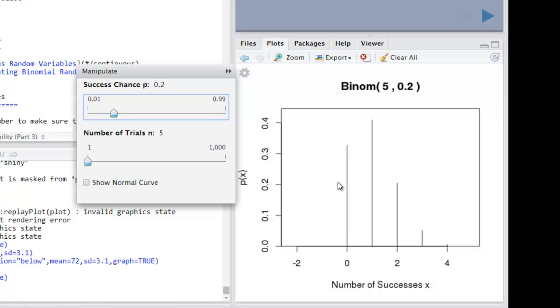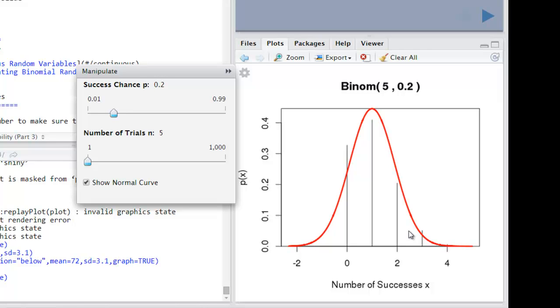So right now p is at 0.2, n is at 5. So the expected number of successes for this binomial random variable would be 1, 5 times 0.2, and the expected number of failures would then be 4. Notice that both of those numbers are less than 10. What we just talked about with the approximation is that if both of those numbers are greater than or equal to 10, then we have a pretty good approximation to the normal curve. So let's check the checkbox and show the normal curve. You can see that the normal curve is plotted in red, and you can see how the histogram doesn't quite follow the normal curve. It's okay, it's not great.